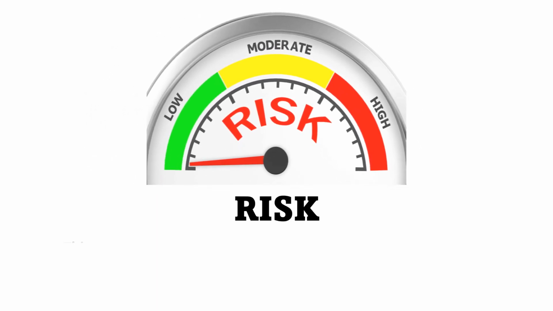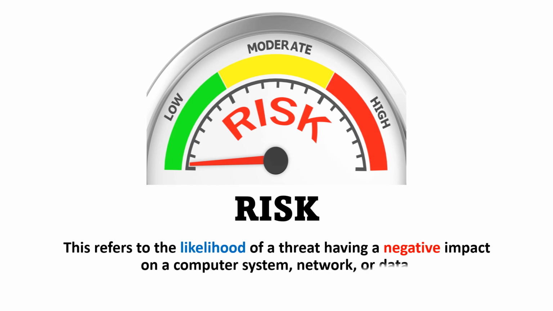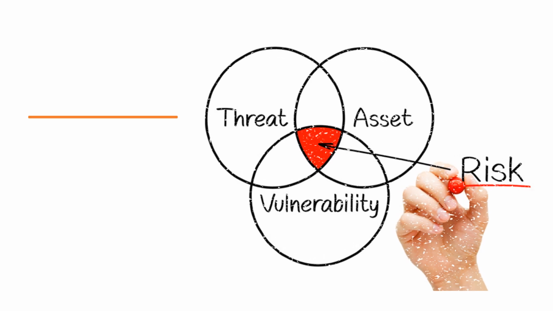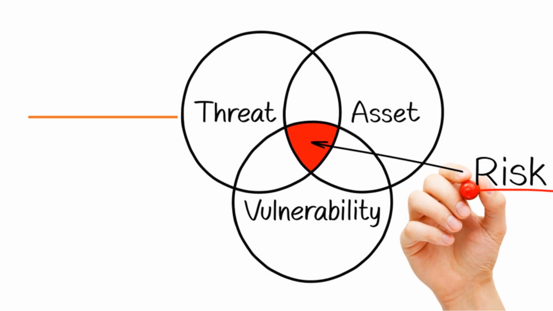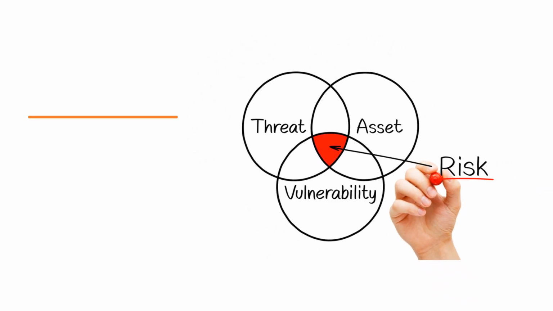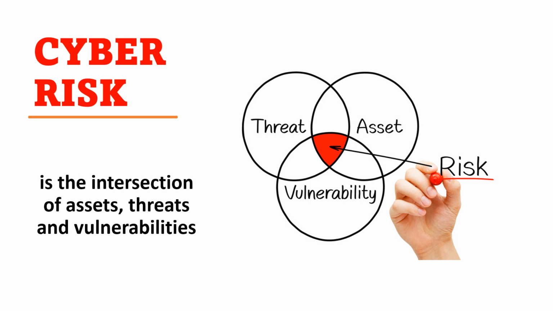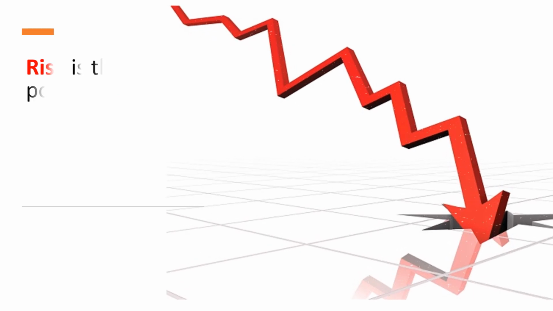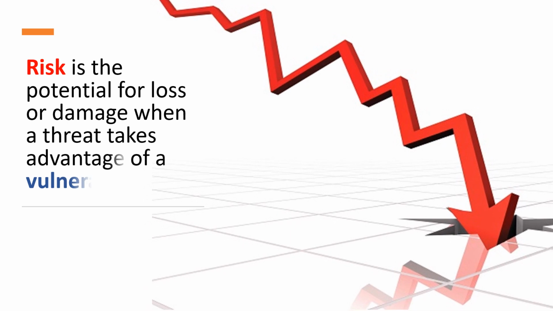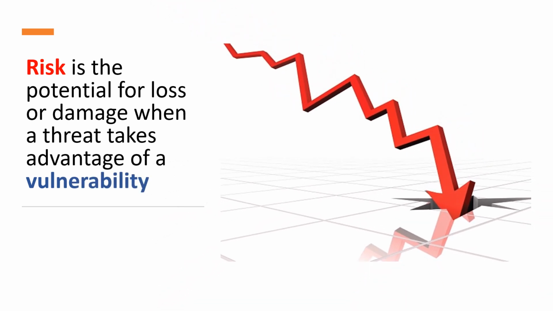Risk. What is risk? This refers to the likelihood of a threat having a negative impact on a computer system, network, or data. The intersection of threat, assets, and vulnerability is what brings about risks. Cyber risk is the intersection of assets, threats, and vulnerabilities. It is also the potential for loss or damage when a threat takes advantage of a vulnerability.